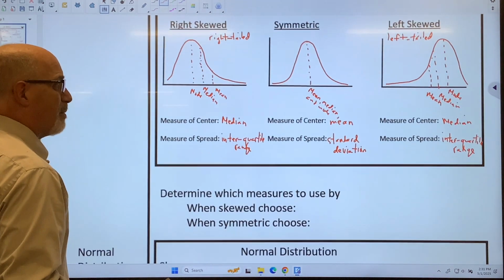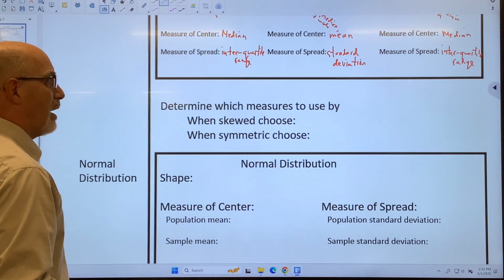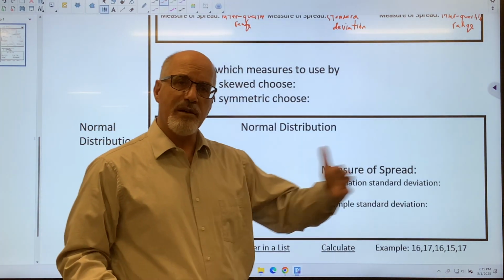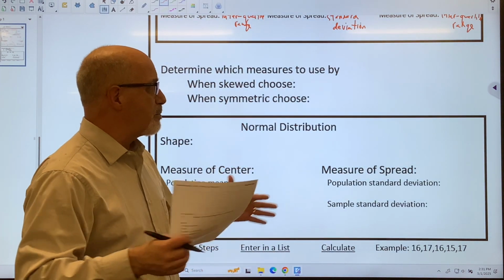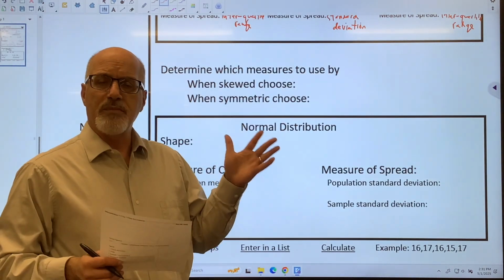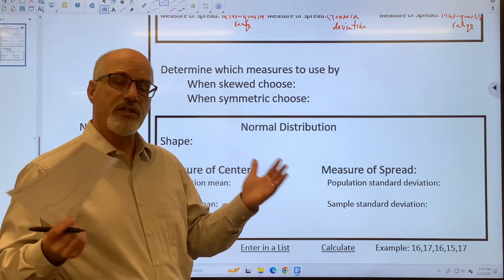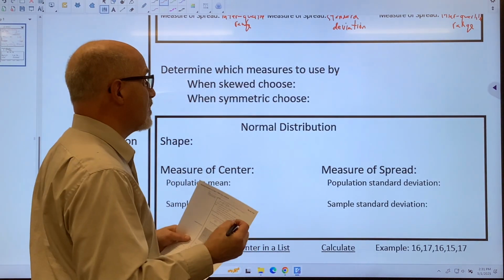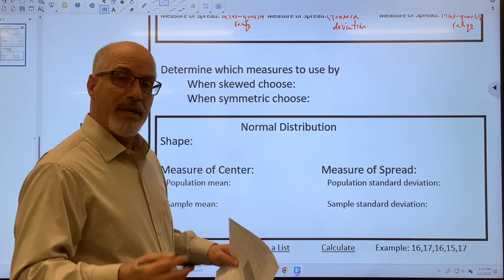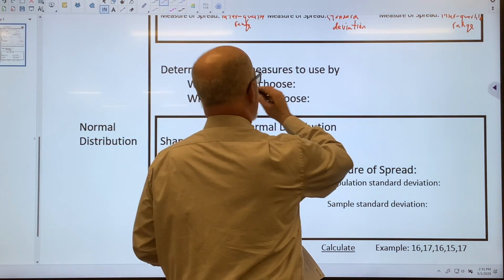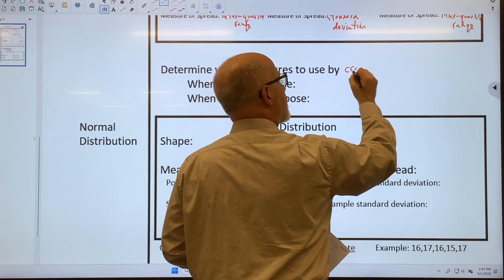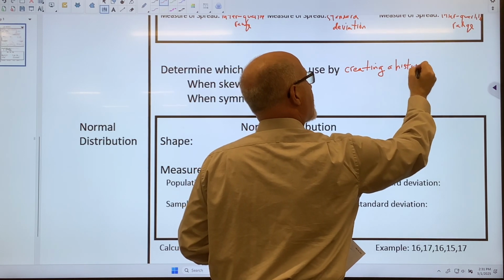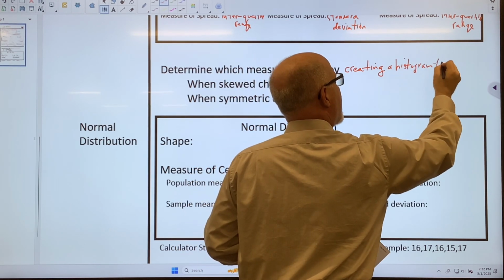All right, so that's the basic shapes of the graphs. We need to recall those and use those, and then understand how to place where the center is, and also how the spread is. Now we want to determine which one. Sometimes we don't know which one it's going to be. Is it going to be left skewed, right skewed, or symmetric? We don't know. The way to determine that, if you don't know, is to create a histogram to see what shape it is. So determine which measures to use by creating a histogram to find the shape.